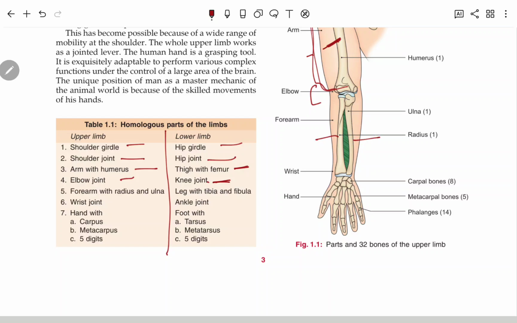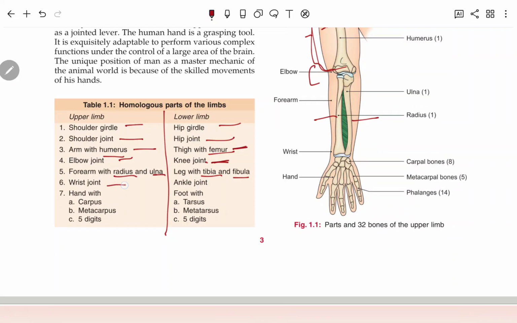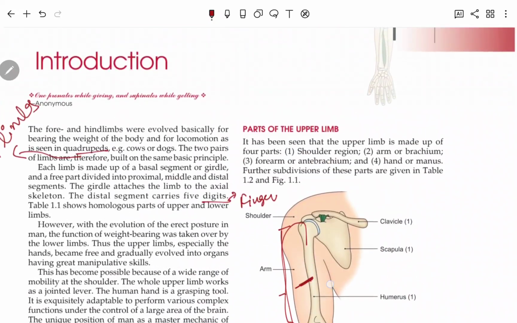Radius, ulna: these are all bones, and these are the areas they cover. Ankle joint, wrist joint. Hand with carpus, metacarpus and 5 digits. Foot with tarsus, metatarsus and 5 digits. So yeah, these all are bones we are going to learn.